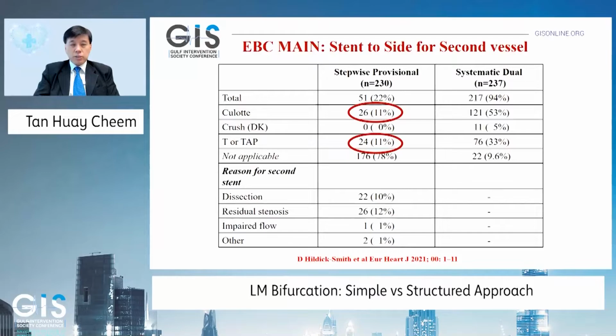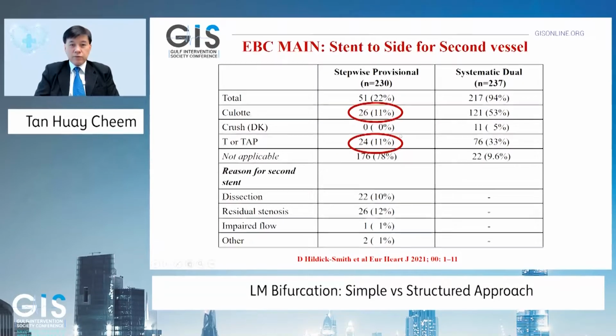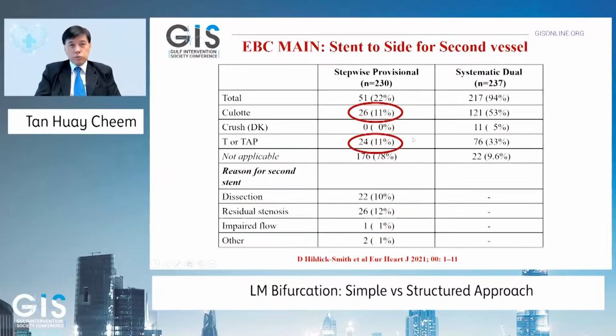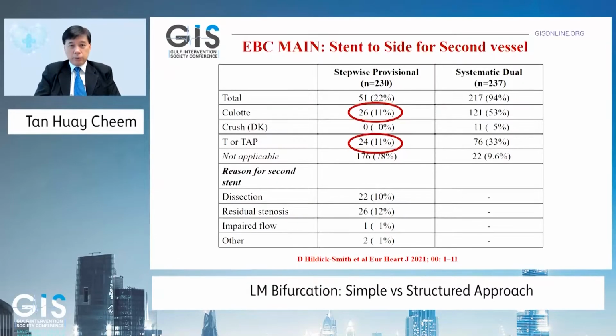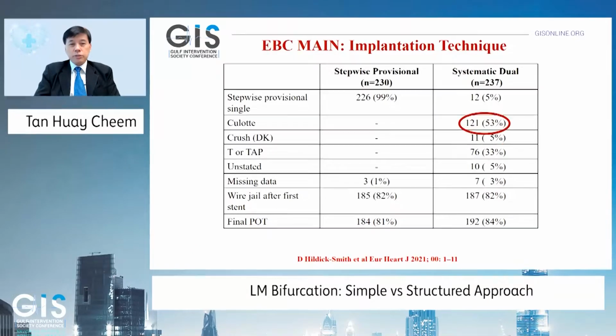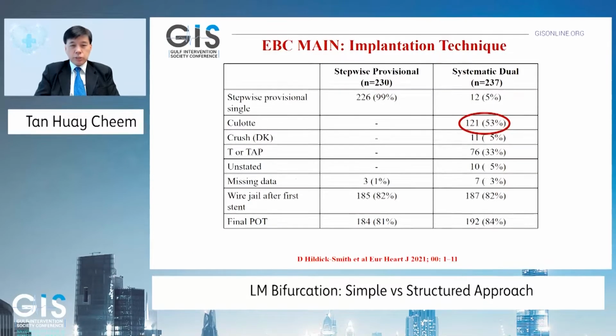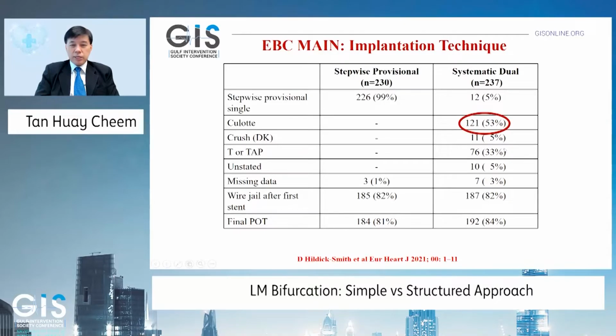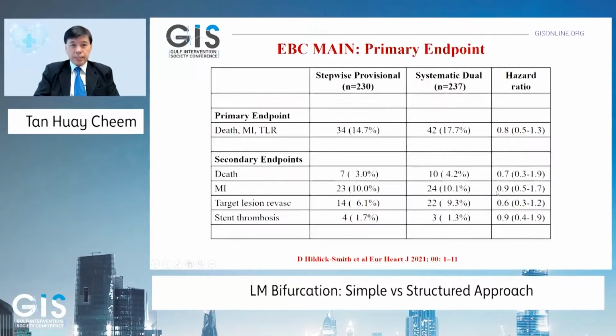And for those who actually crossed over, 50% of the techniques employed were culotte, and the other 50% was TAP. So none of the crossovers actually involved a DK crush, because it's actually not possible to do a DK crush as a crossover bailout strategy. As for the systematic dual approach, the majority of the European operators chose culotte, which is 53%, and this is followed by a TAP technique, which is 33%. DK crush remains unpopular among the operators in this particular study.